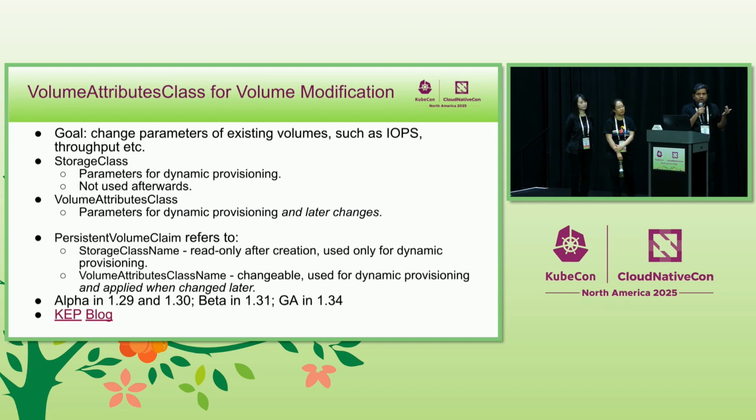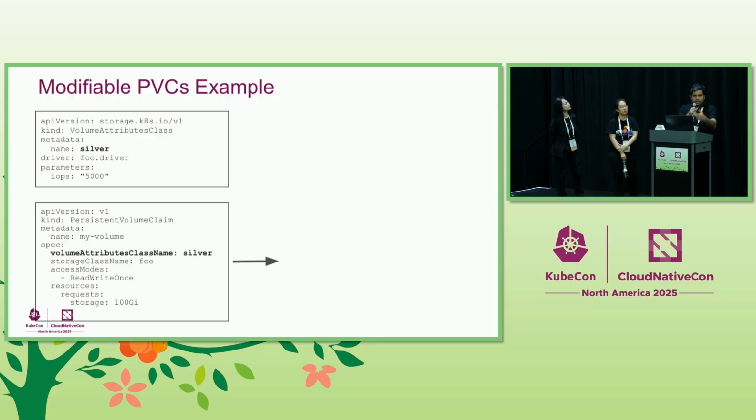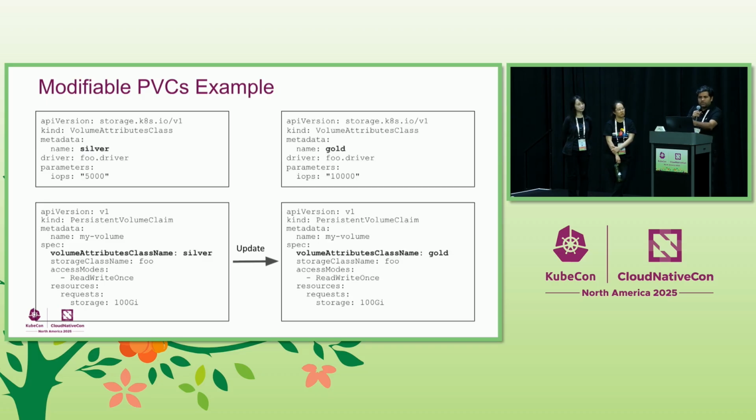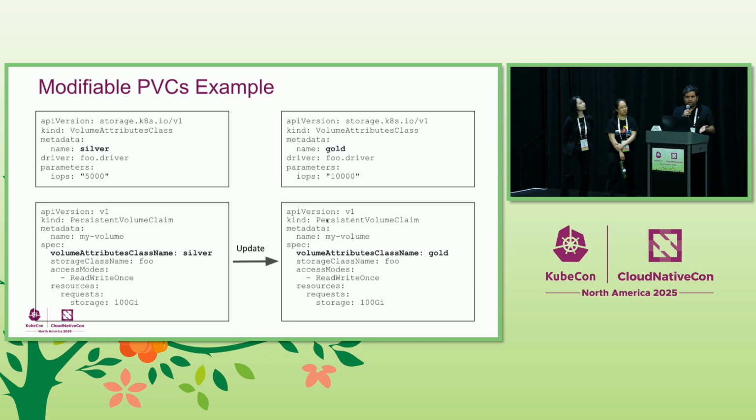So with this feature, the admin defines a volume attribute class like so. Like there's a volume attribute class silver, and it has parameters such as IOPS 5000, and this PVC could be created with the volume attribute class silver. Later on, if I need more IOPS, my cluster admin has to still define the volume attribute class, like this gold, because volume attribute classes are cluster scoped objects, but the user can choose which one they want, and I can modify my PVC to target a better volume attribute class if I want.